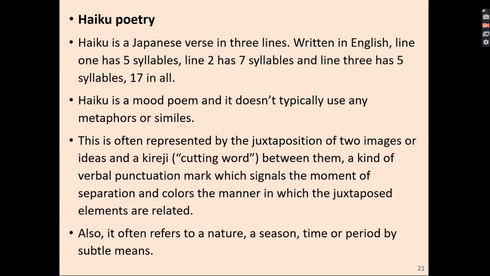Okay, next we have haiku poetry. Haiku is not unfamiliar to you. It's very familiar to us all, and it is a Japanese written verse, written in 3 lines. We have the 5-7-5, so line 1 has 5 syllables, line 2 has 7, and line 3 has 5. So all in all, it is 17 syllables. Next, haiku is a mood poem, but it doesn't typically use any metaphors or similes.